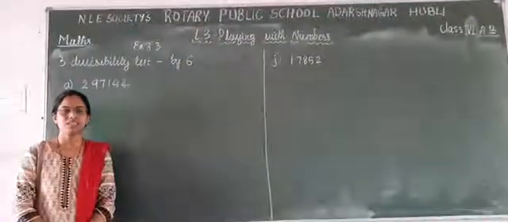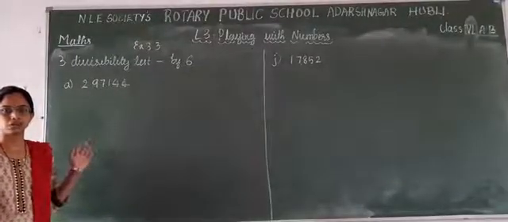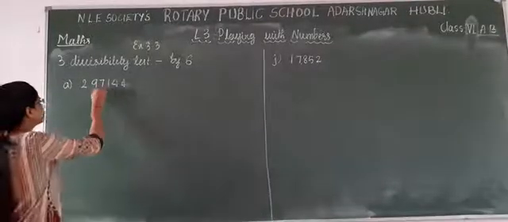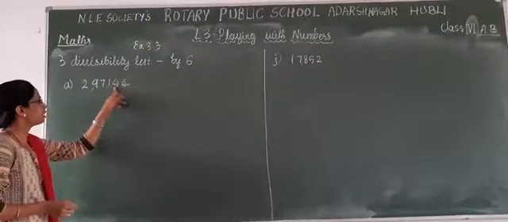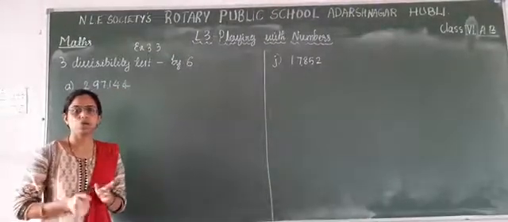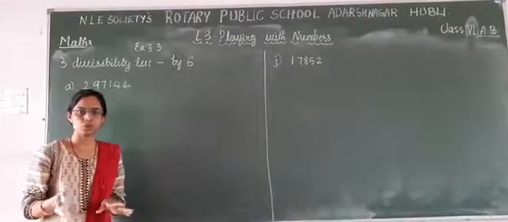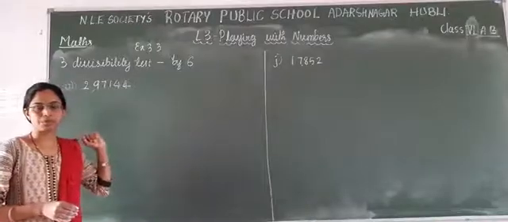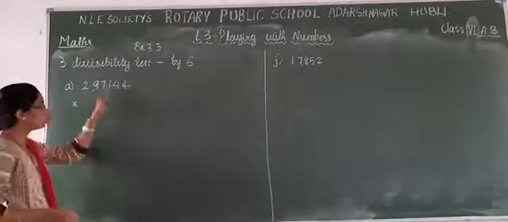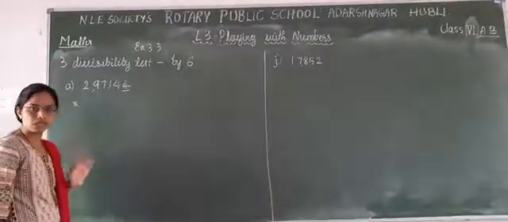Question number 3. Determine whether the given following numbers are divisible by 6 or not. So here 2,97,144. We have to read the divisibility test of 6. What does it say? If the given number is divisible by both 2 and 3, then this number is divisible by 6. First, let us check whether the number is divisible by 2 or not. Yes, it is divisible because the number in one's place is an even number.